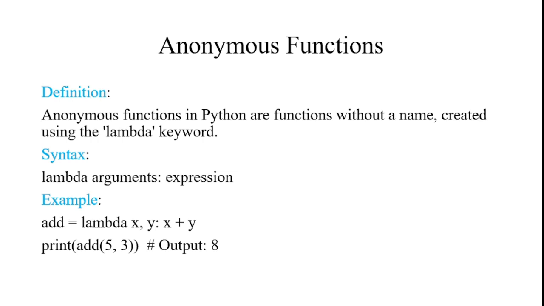Now next comes the anonymous function. An anonymous function is also called a lambda function. Basically, anonymous functions in Python are functions without a name. Anonymous means we need not give any name to the function. These are created using the keyword lambda. The syntax is: use the keyword lambda, followed by the arguments, then a colon and the expression. Now see the example. Suppose we have written add is equal to lambda, then the arguments x, y, then colon x plus y.